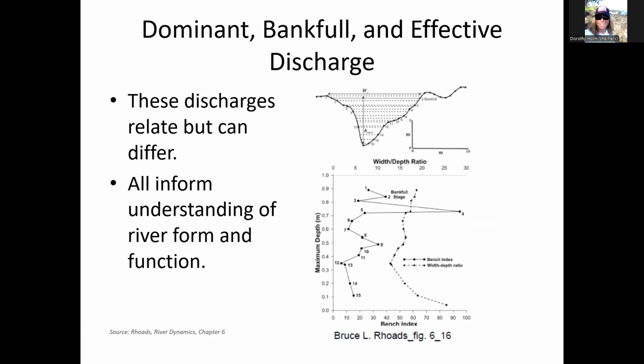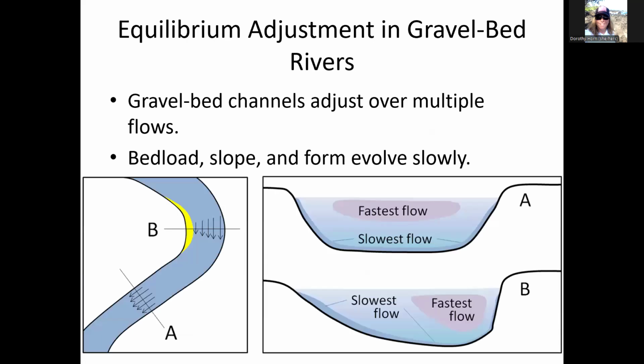I'm not going to make you learn how to do this in this class. We also have what's called equilibrium adjustments. Gravel beds adjust a lot, right? Bed load and slope all evolve really slowly. Things like this don't change super fast over time unless there's human interaction. You always have fastest flow at the top when the channel is straight, and then at the corners, the fastest flow is always on that inside curve.